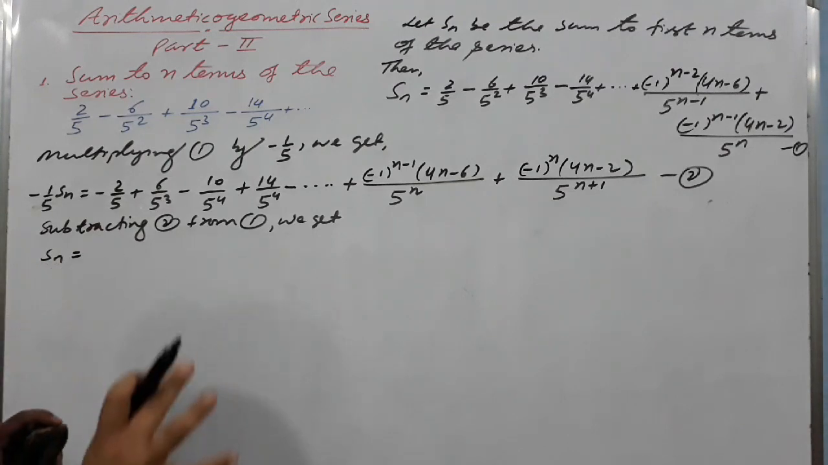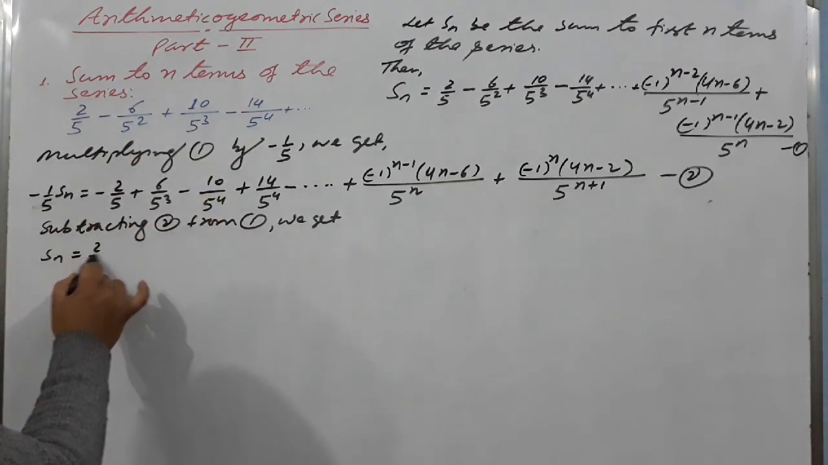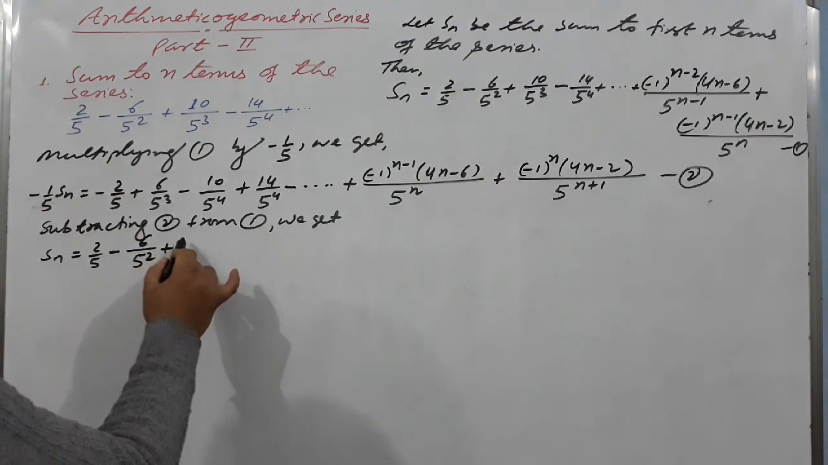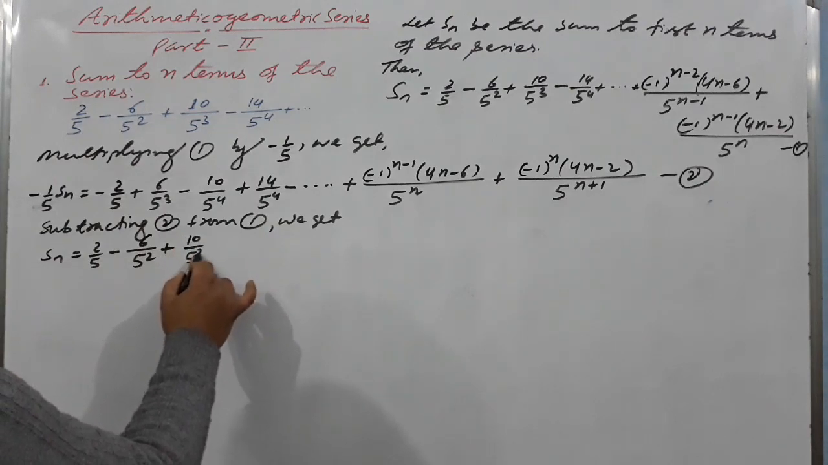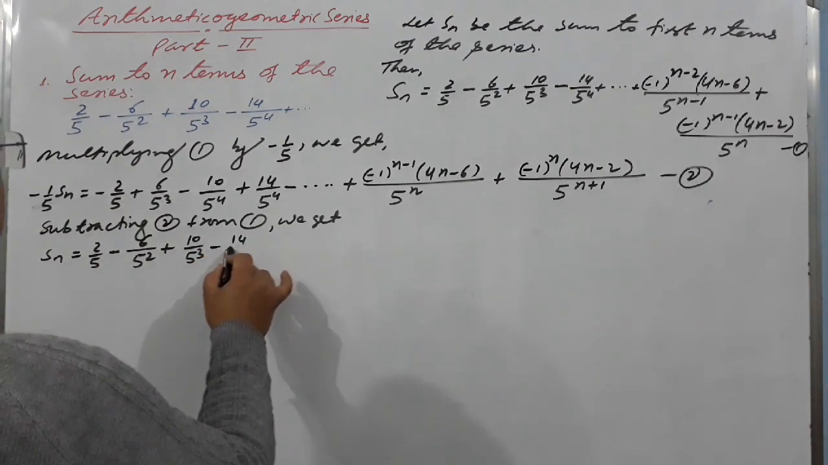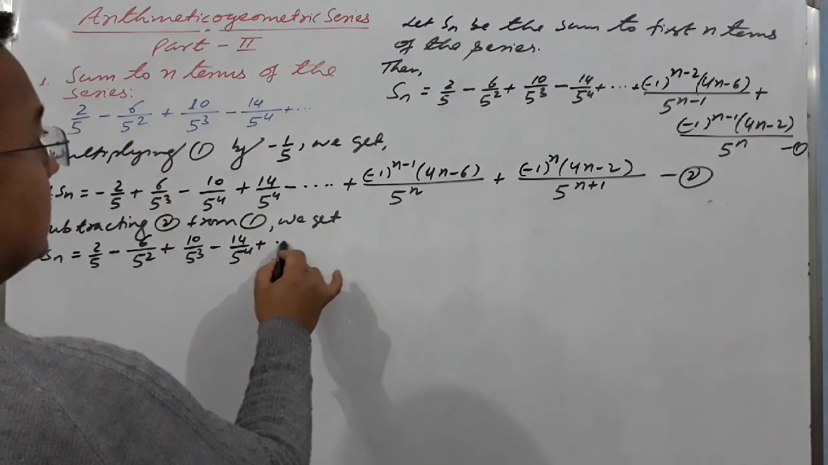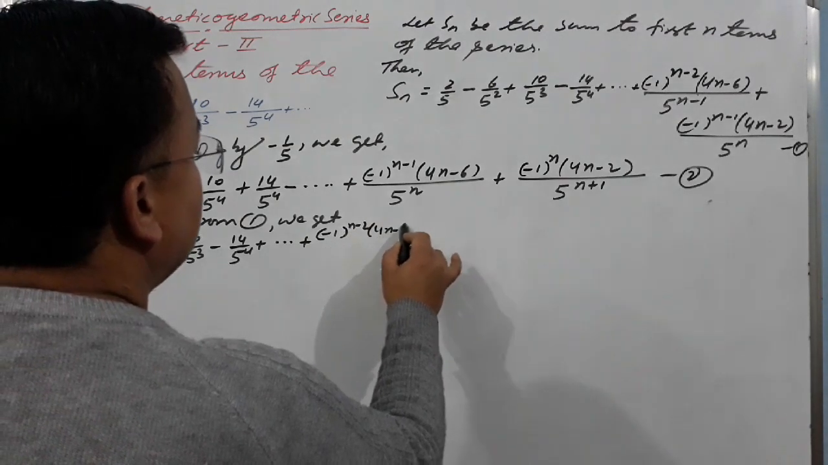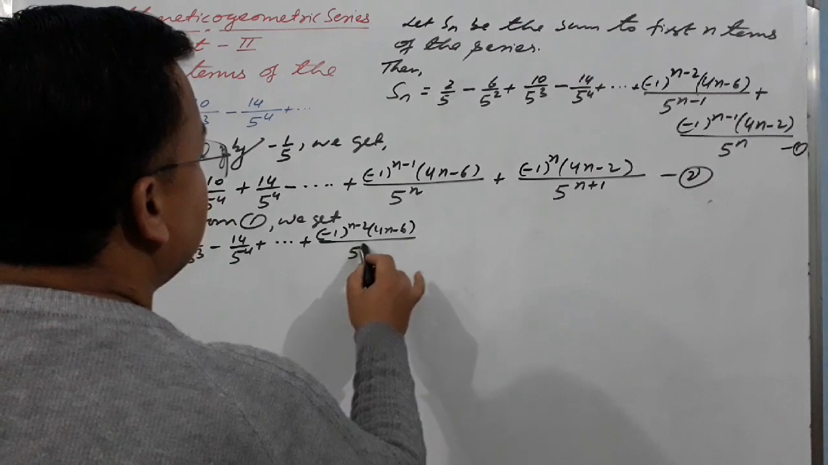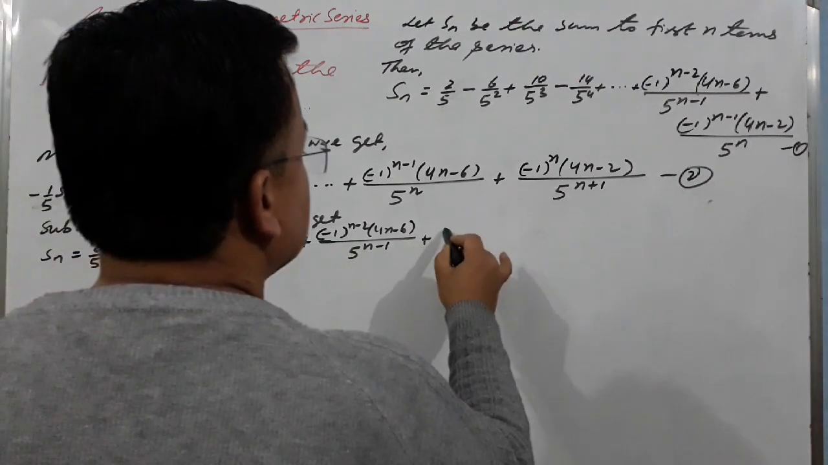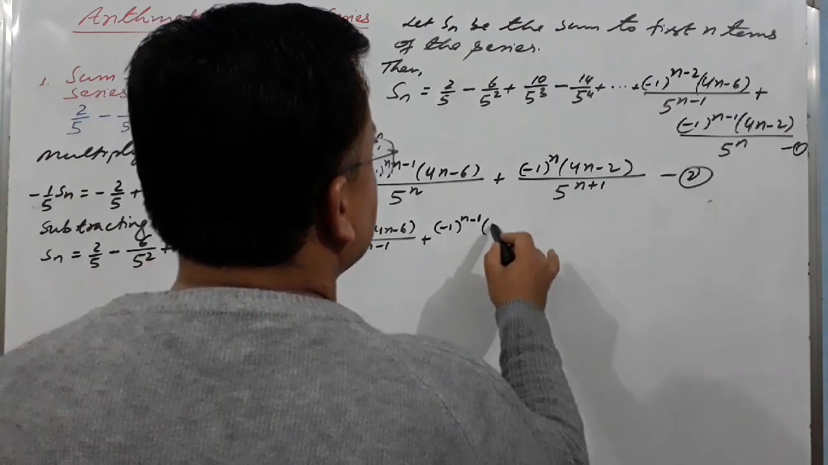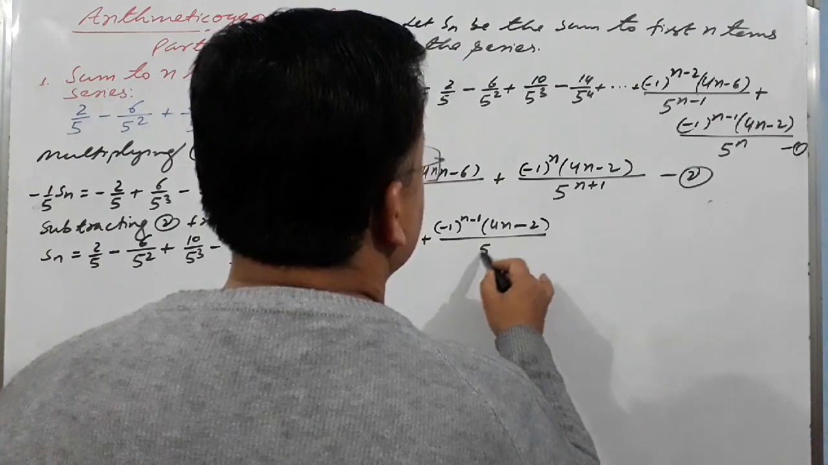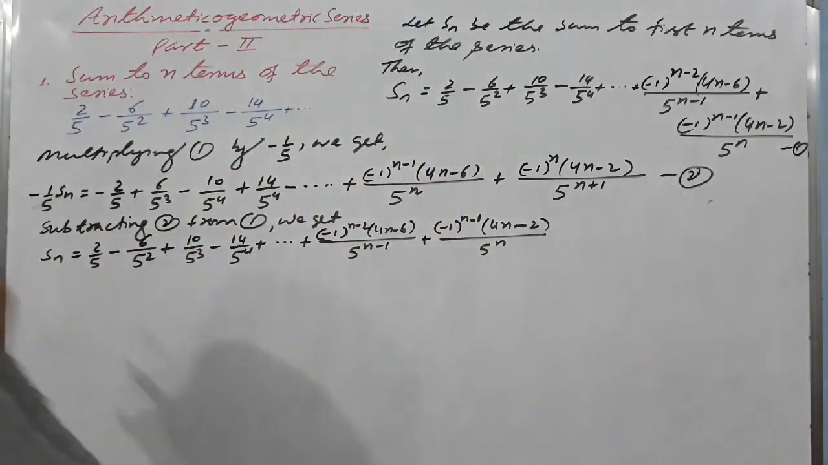I'm writing it again. I'm not going to write directly. 2 upon 5 minus 6 upon 5 squared plus 10 upon 5 cubed minus 14 upon 5 raised to power 4 plus dot dot plus minus 1 raised to power n minus 2, 4n minus 6 whole raised to power 5 raised to n minus 1, plus minus 1 raised to power n minus 1 times 4n minus 2 over 5 raised to power n. Sorry.